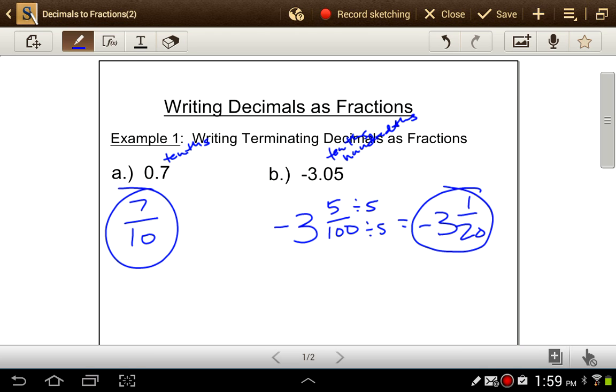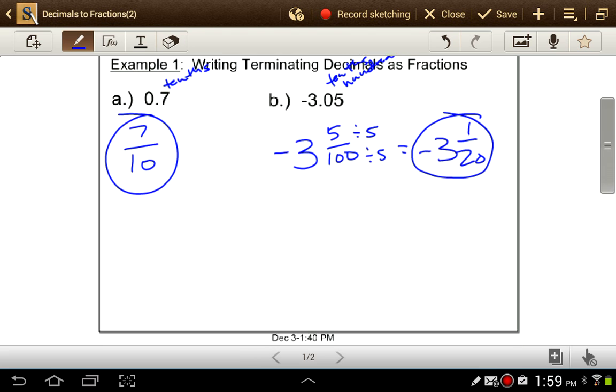And that's how you turn terminating decimals into fractions. Again, just think of what the number actually is. Think of your place values. The whole number stays your whole number. That doesn't change. The numbers after the decimal point you write over, and basically it's powers of 10: tenths, hundredths, thousandths, and so on, depending on how far it goes.